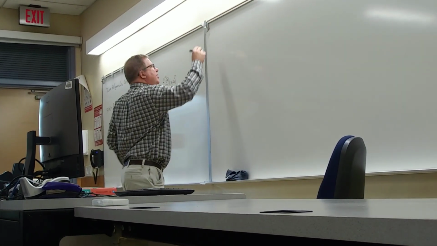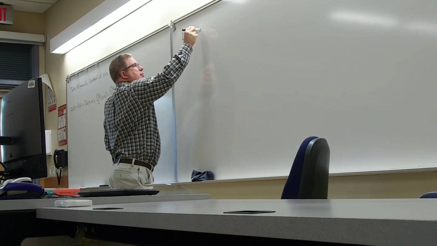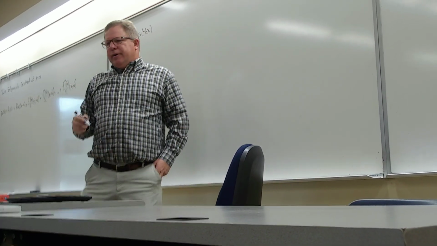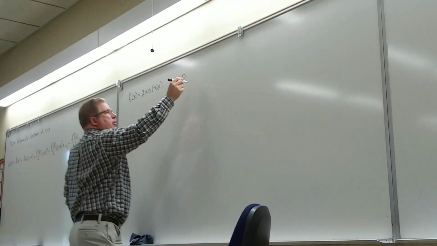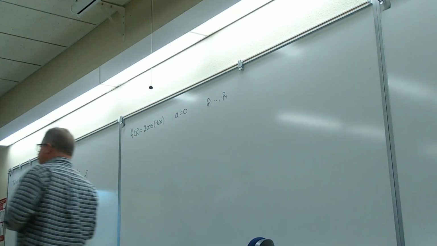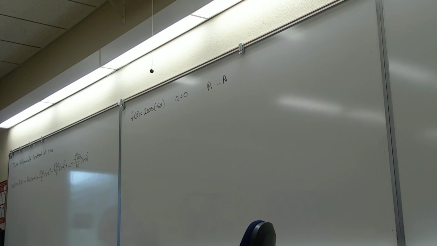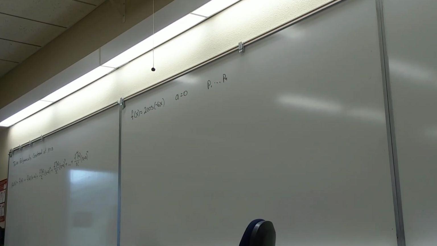f of x is 2 cosine negative 6x. a equals 0. And we're doing P1 all the way to P4. Okay? So from a linear all the way to a fourth degree. And so we're going to need all the way to the fourth derivative, aren't we? Right?